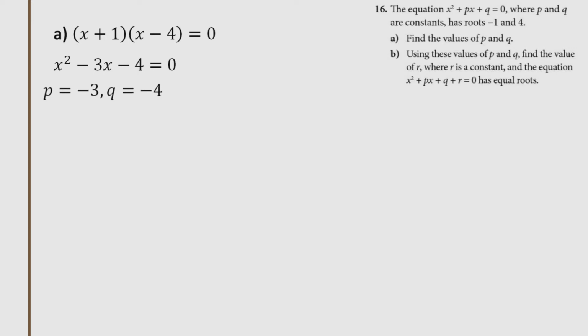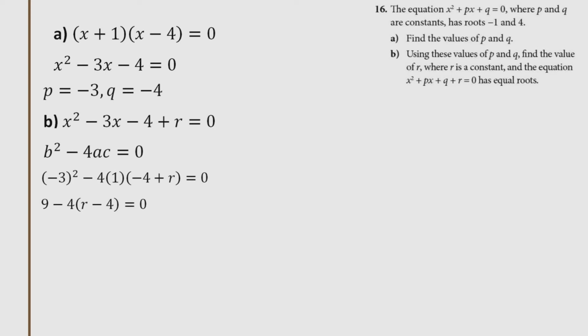Now for part b, there's a plus r there, and it has equal roots. We know the values of p and q, so we substitute them in. And now we can see a is equal to 1, b is equal to negative 3, and c is equal to negative 4 plus r. Equal roots, discriminant is equal to 0. b squared minus 4ac is equal to 0. Substitute in, and in the end we get r is equal to 25 over 4.